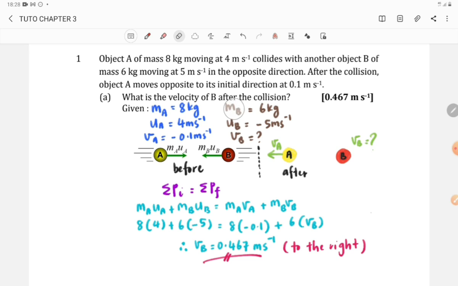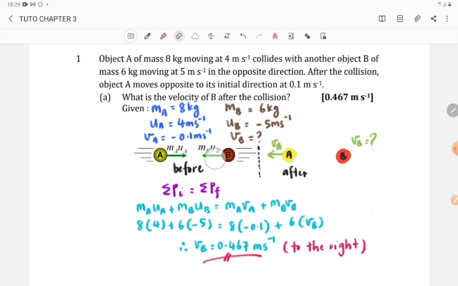For ball B, mass B is 6 kg. Initial velocity of ball B is negative 5 meter per second because ball B travels in opposite direction to ball A. So find VB. Our requirement is to find VB.